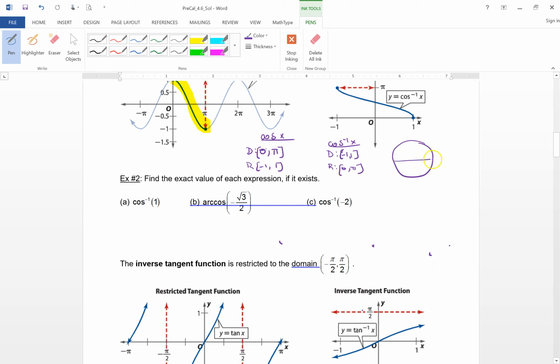Similarly, for inverse cosine of x, we're now going between 0 and pi. So let's see what quadrants those are. This is 0 and this is pi, so it's these two quadrants. Okay? So we have quadrant 1 and quadrant 2.